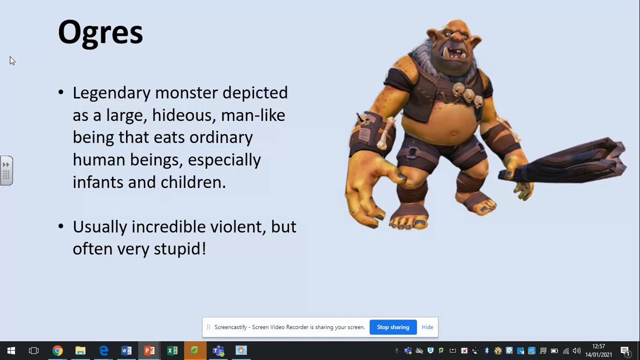Right, so ogres are legendary monsters, often found in things like Norse mythology, sort of Viking mythology, and other parts of the world. They're usually depicted as being large, hideous, man-like beings that eat ordinary human beings, and especially infants and children. They're usually incredibly violent, but often very stupid, very dim-witted.